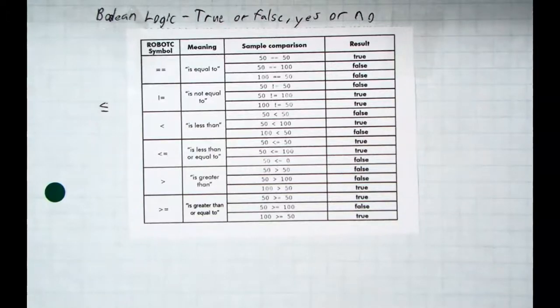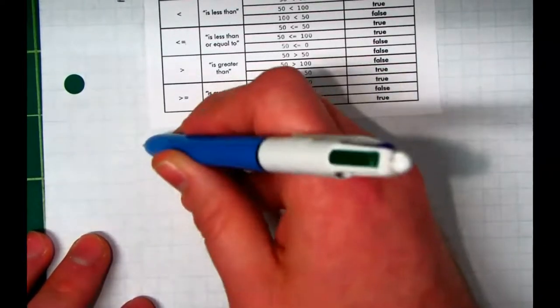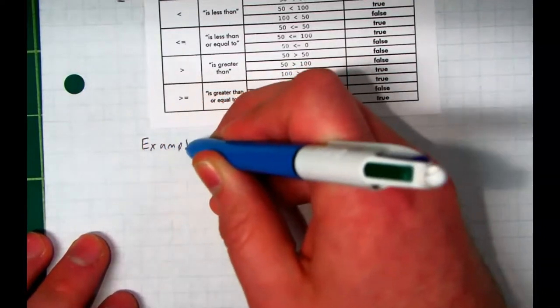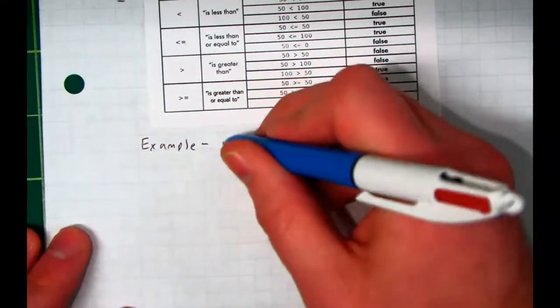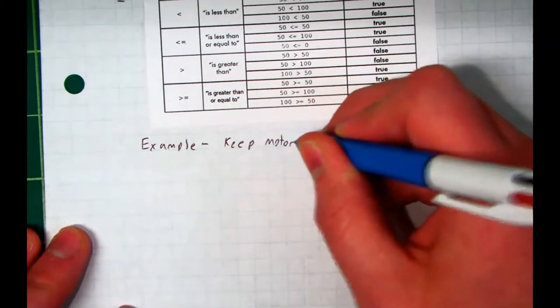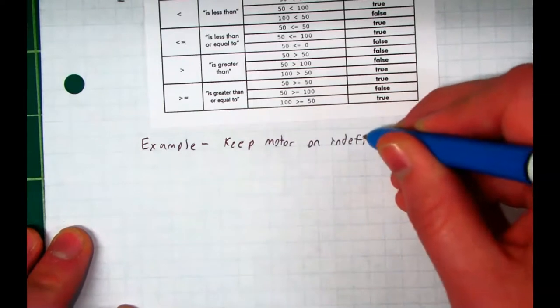So underneath your Boolean logic tape-in, let's write an example of a while loop in our code. So let's say we just want to keep a motor on indefinitely. I start the code and it does not stop at any point.